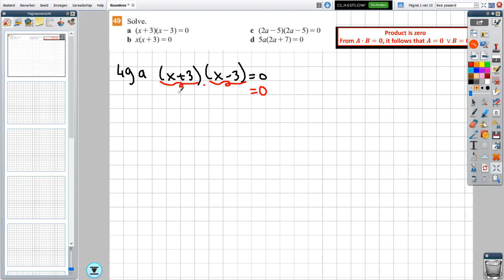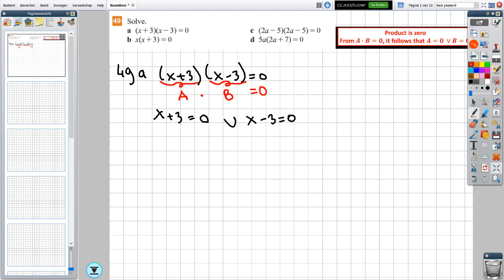So you could say, well, that first thing I'm going to call A, times B equals 0. And that gives us now this part here, which states, well, either A is 0, so x plus 3 is 0, or x minus 3 equals 0. Hey, and now I have something that I can solve, right? Because this is a quadratic equation, or a linear equation, I'm sorry.